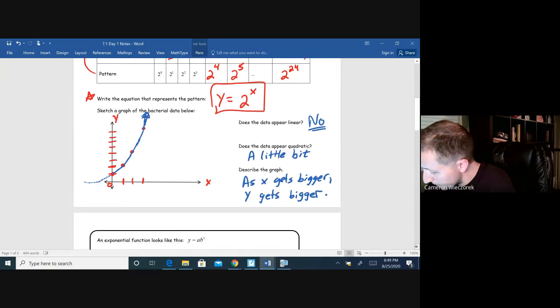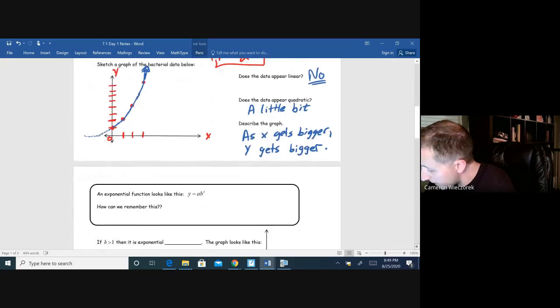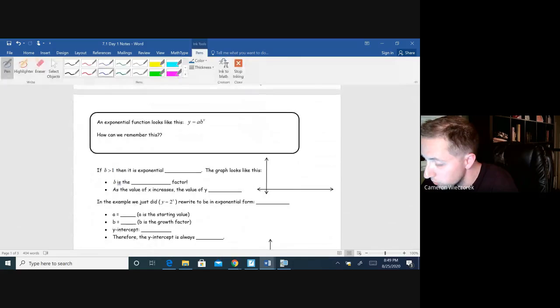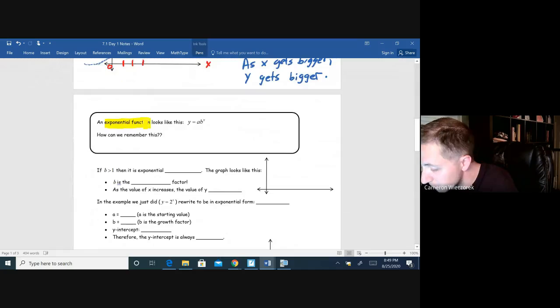All right, moving on to the second page. We want to actually look at the format of these exponential functions. So that's the type of function that we're looking at, is called an exponential function. And it's written in the form y equals a times b to the x.